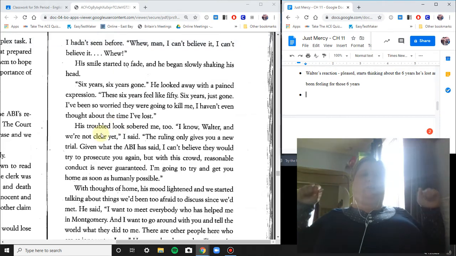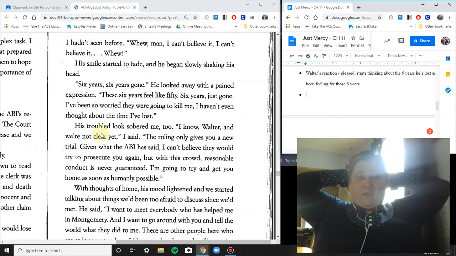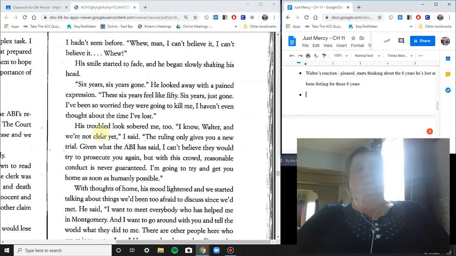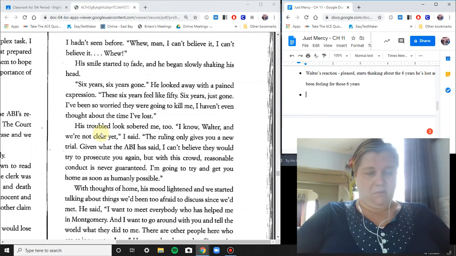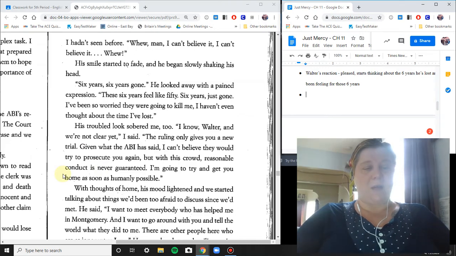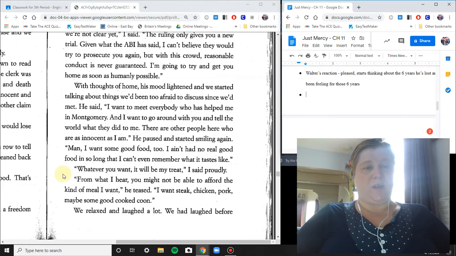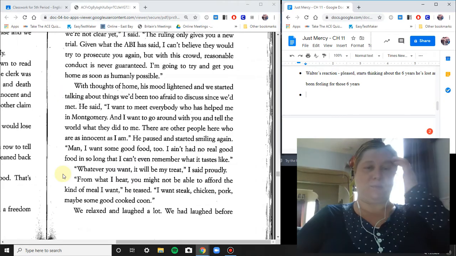His troubled look sobered me too. I know, Walter, and we're not clear yet, I said. The ruling only gives you a new trial. Given what the ABA has said, I can't believe they would try to prosecute you again. But with this crowd, reasonable conduct is never guaranteed. I'm going to try to get you home as soon as humanly possible.